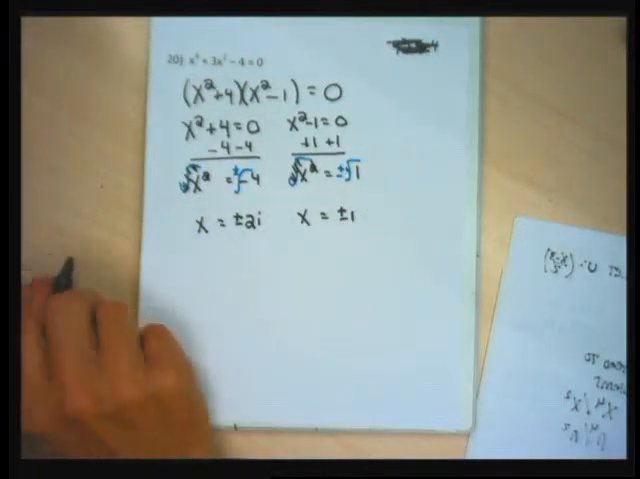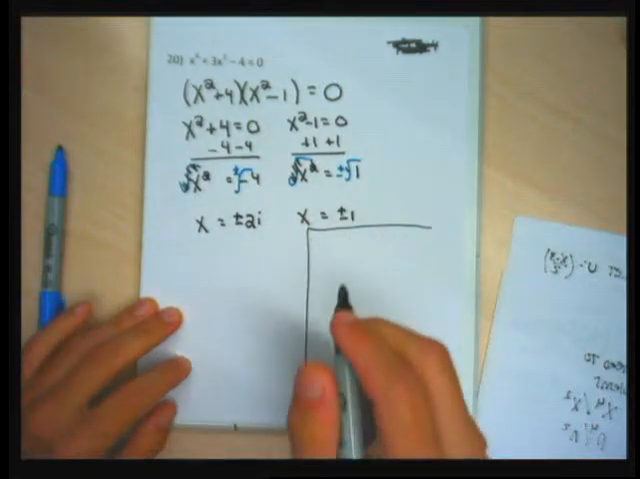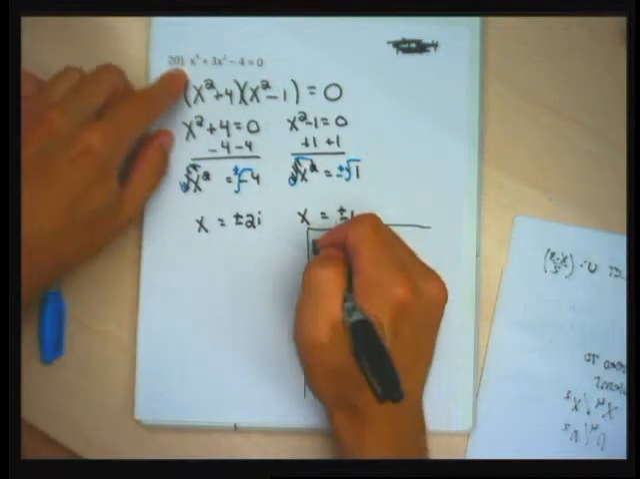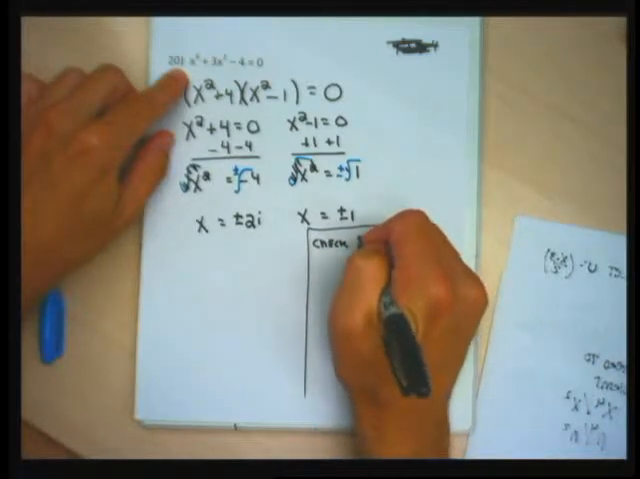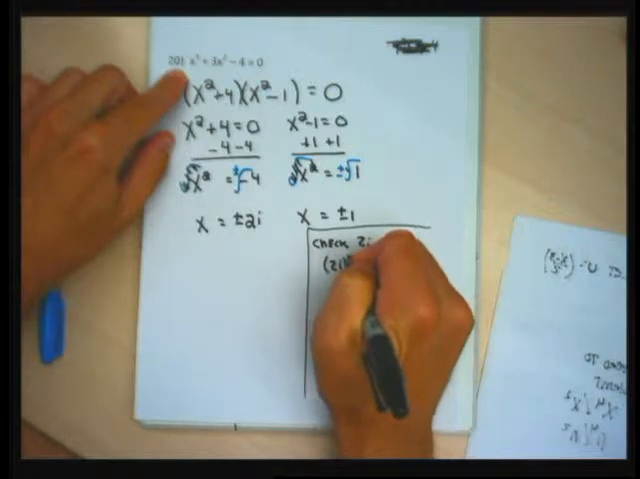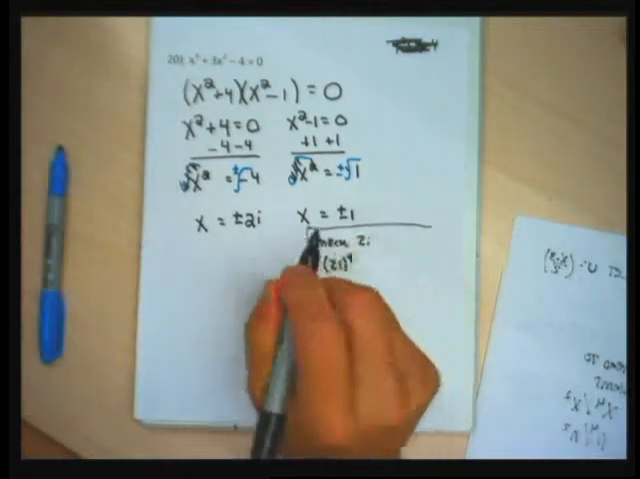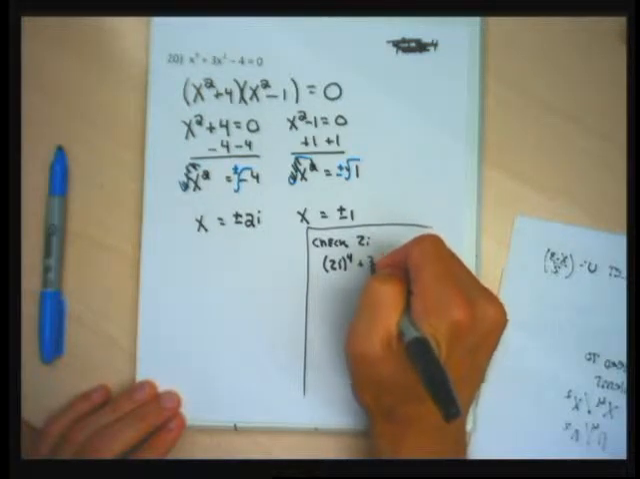Let me check each of these, because I always should check. These are going to take a lot of room to check. So first I'm going to check positive 2i. And then I'll do -2i. So I'm going to go, is 2i to the 4th... I don't know if my calculator can do that, but we'll try. It might die on me right now.